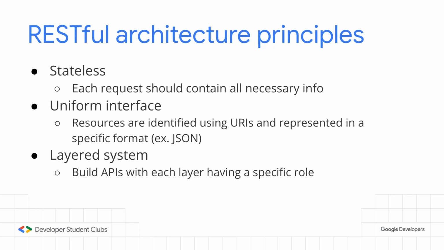The next one is uniform interface, which means a couple of things. Initially, there are these things called URIs, which stands for unique resource identifiers. It basically means that things should be identified by using URIs, and they should be represented using a specific format. In our case today, we're going to use JSON, and JSON is by far also the most popular way to send data through the internet.